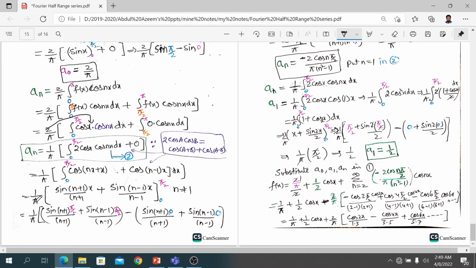1 by pi outside as it is. Integration of cos(n+1)x is sin(n+1)x by n+1, and of cos(n-1)x is sin(n-1)x by n-1, limit 0 to pi by 2, where n is not equal to 1. Now apply the limits: 1 by pi, sin(n+1)pi by 2 over n+1 plus sin(n-1)pi by 2 over n-1. Upper limit minus lower limit; at 0 the terms are something into 0, sin 0 is 0.